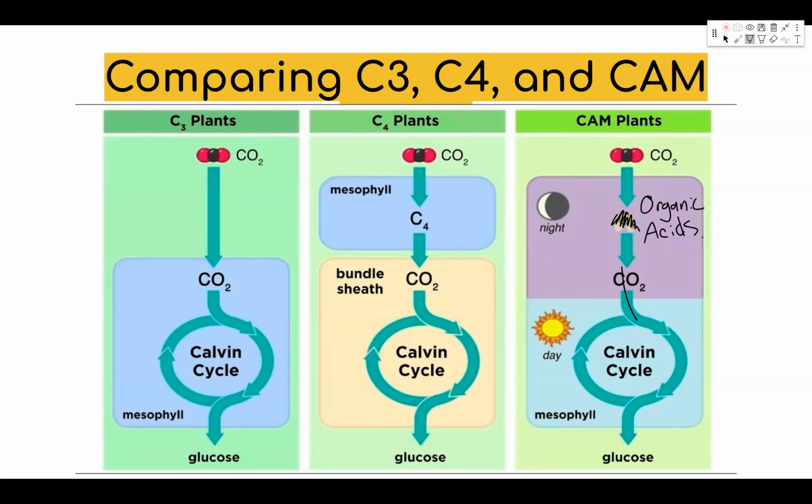I'm also going to pass out this chart that has a bunch of different ways that we can differentiate C3, C4, and CAM plants. Now, there's a lot of information on this chart that we did not talk about. That does not mean that you absolutely need to know it. I just wanted to show you all of the different ways that we could differentiate.